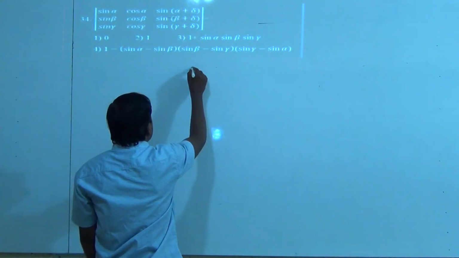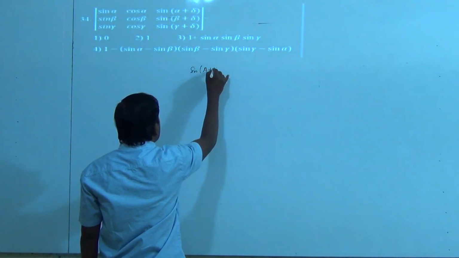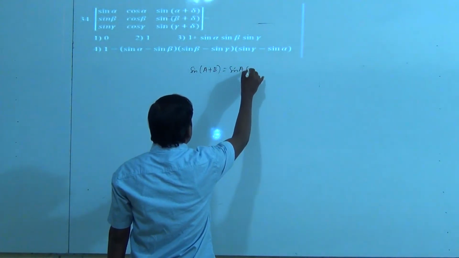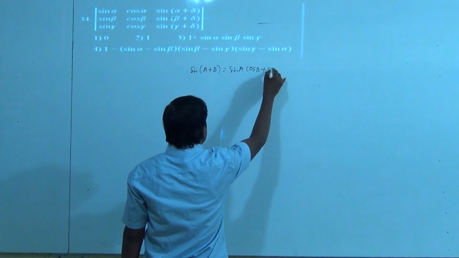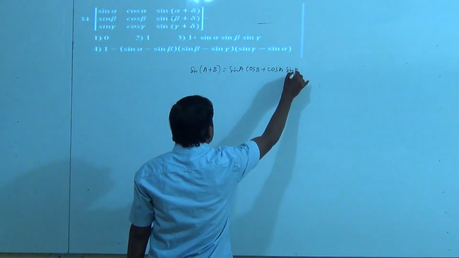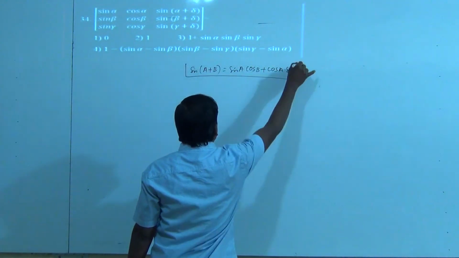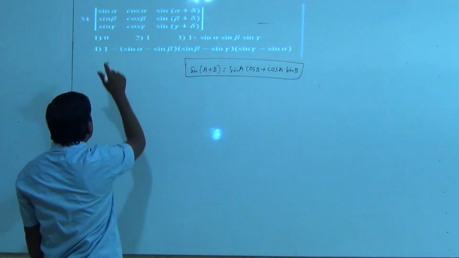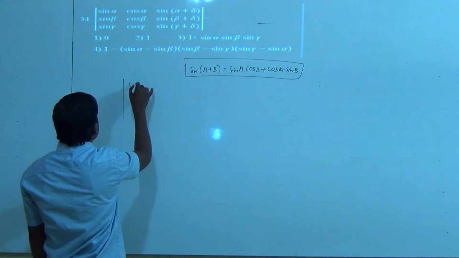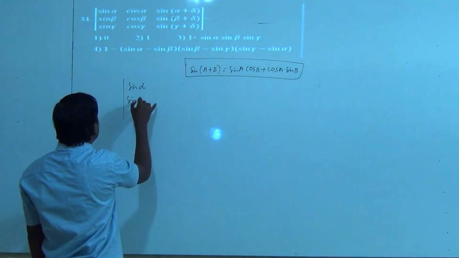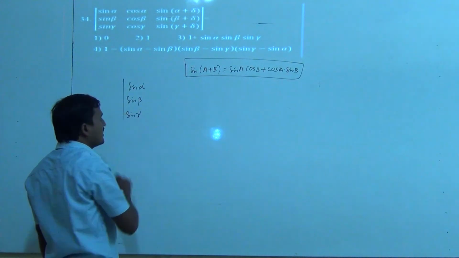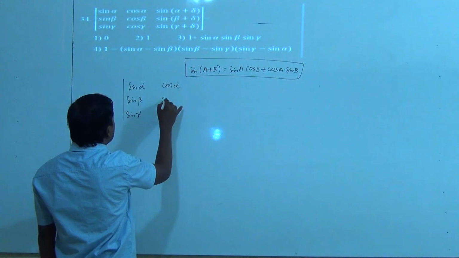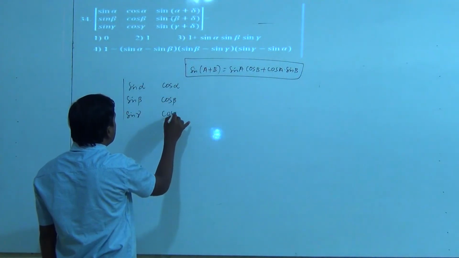To find the determinant of this one, you should know this formula: sin of A plus B is equal to sin A into cos B plus cos A into sin B, right? This problem is based on this formula. So here the first column is sin alpha, sin beta, sin gamma, and the second column is cos alpha, cos beta, cos gamma.